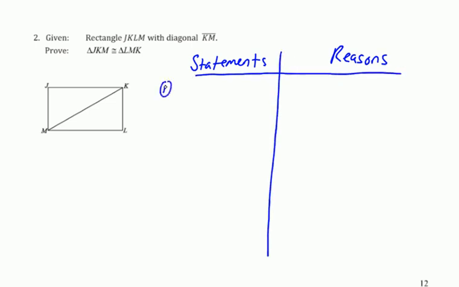Which is we have rectangle JKLM and diagonal KM. So in trying to prove these two triangles are congruent, we really want to think of all the various properties that are true for rectangles and think of which of those properties will help us get pairs of congruent angles or pairs of congruent sides.